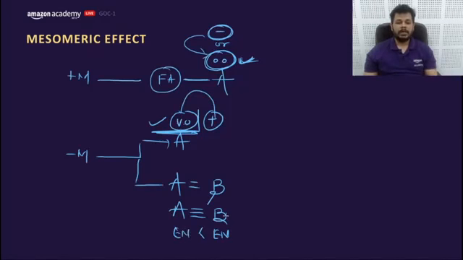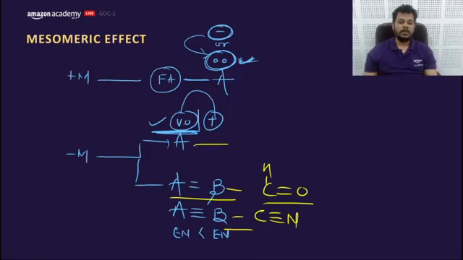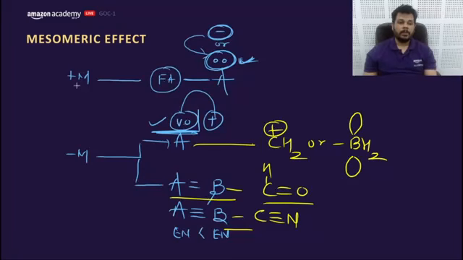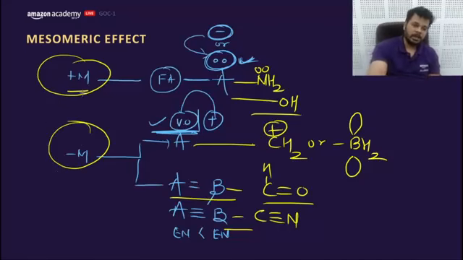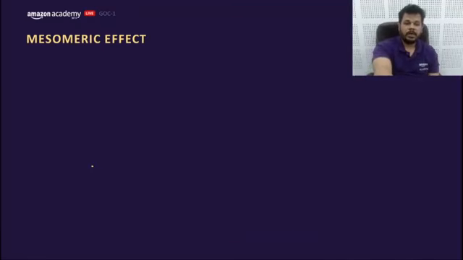Let's have an example to understand. C triple bond N is an example of this. C double bond O H, take aldehyde or ketone, is an example of this. A has a vacant orbital: CH2 plus is an example, or BH2 alone, which has a vacant orbital. Lone pair: an example is NH2, and another example is OH. These are examples of plus M and minus M. These are donating effects, these are withdrawing effects.